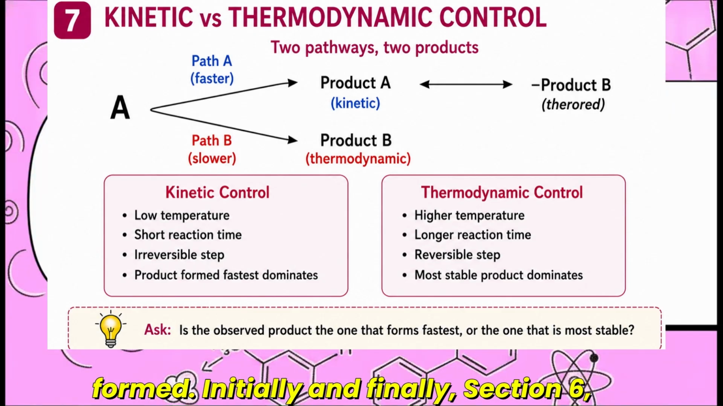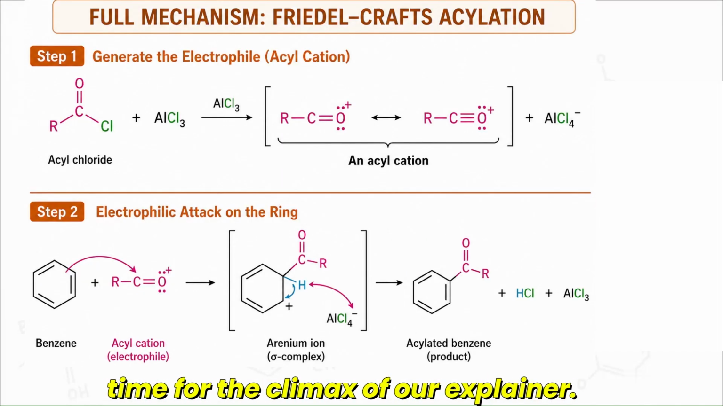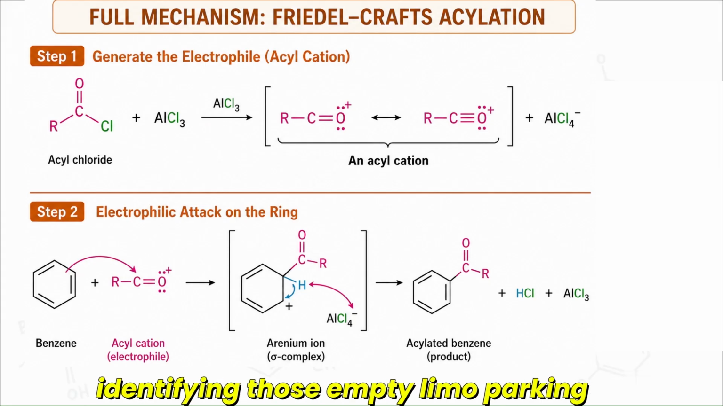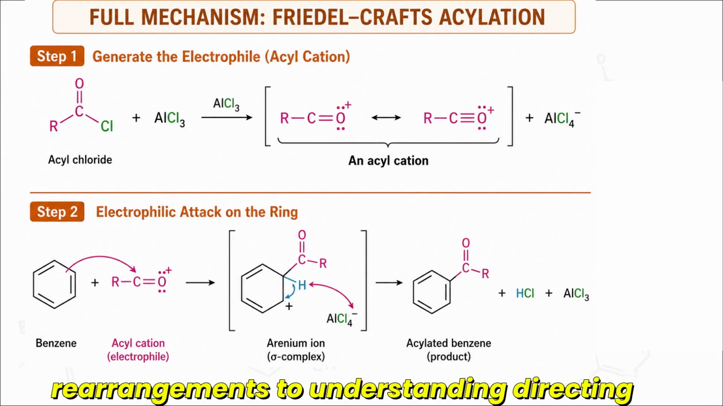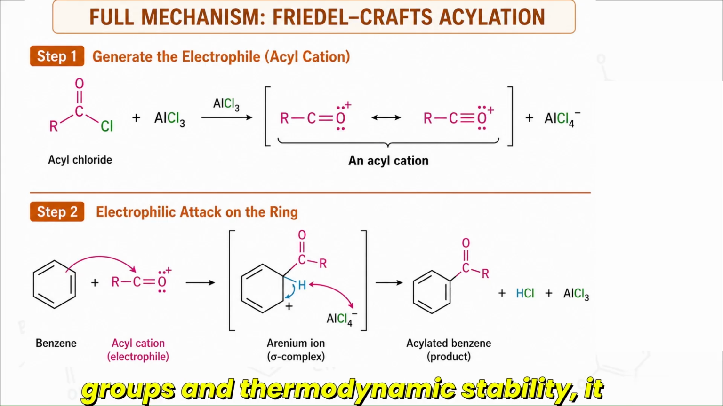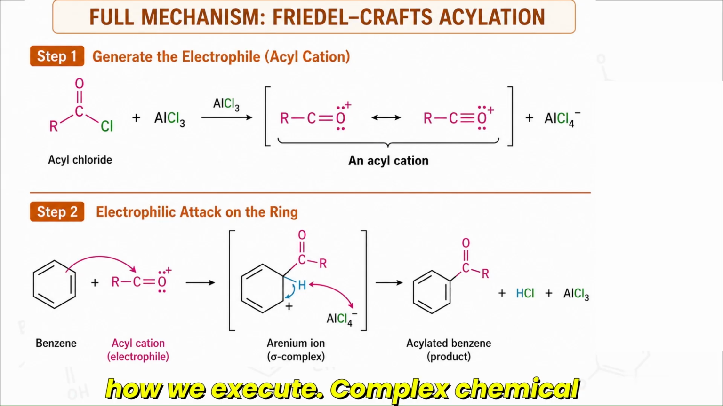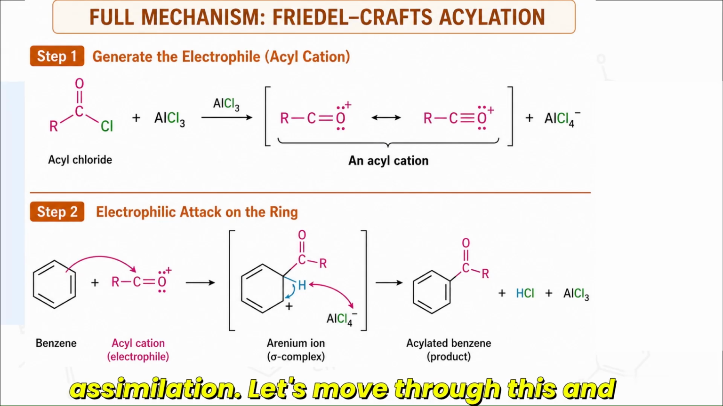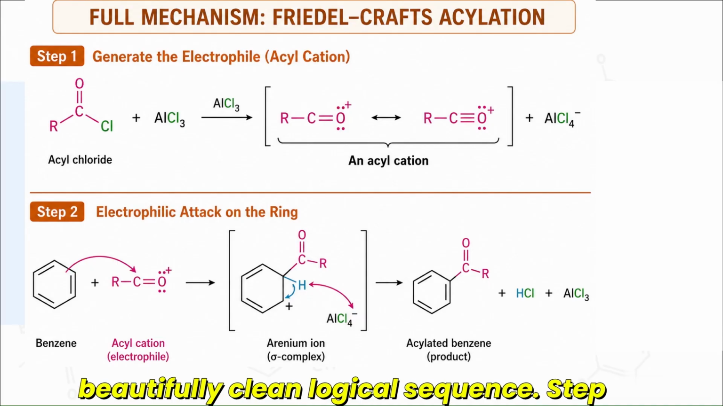And finally, Section 6, the master mechanism. All right, it's time for the climax of our explainer. Everything we've just learned, from identifying those empty LUMO parking spots and avoiding carbocation rearrangements, to understanding directing groups and thermodynamic stability, it all comes together right here. This is how we execute complex chemical syntheses, like the famous Friedel-Crafts acylation. Let's move through this and see exactly how it builds in a beautifully clean, logical sequence.